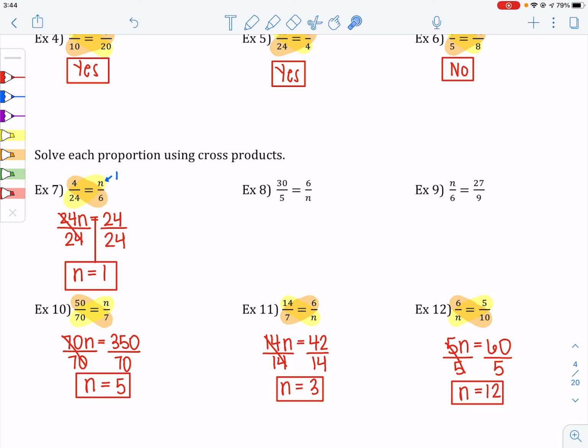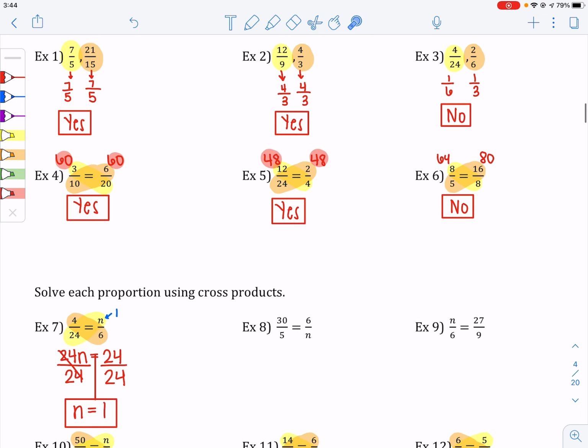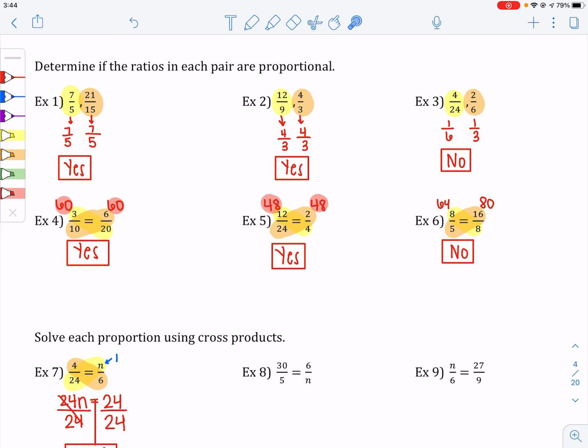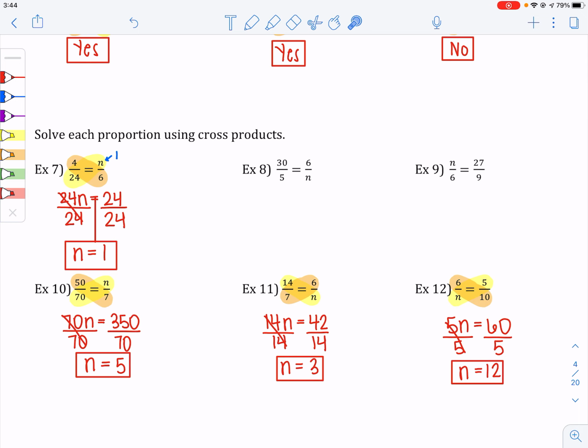I have the completed notes posted for you, but overall, we're just looking at fractions and either telling me whether or not they're equal or telling me what the missing number has to be in order to make our fractions equal. And that's all proportions are. Proportions are just 2 fractions that are equal to each other.